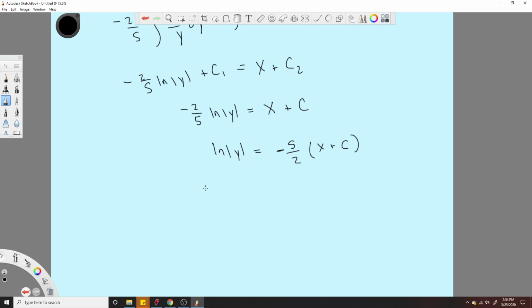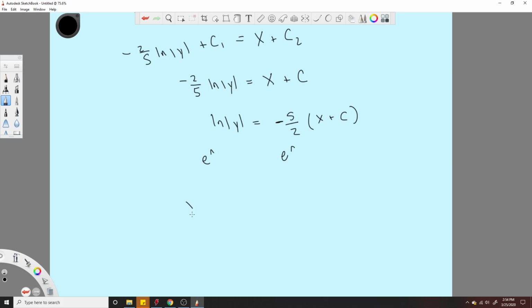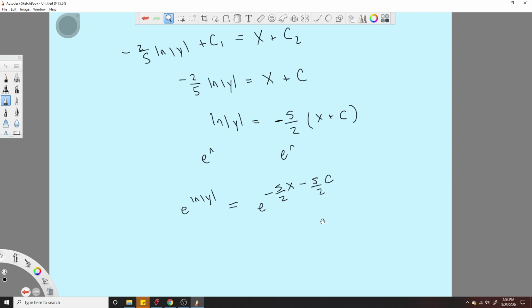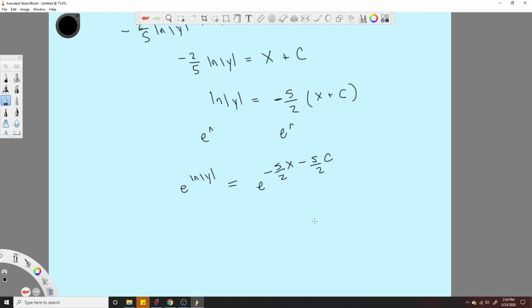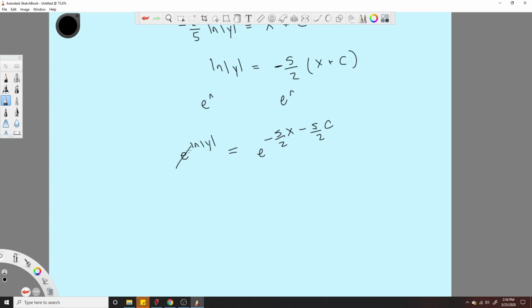Now we can raise both of these to the e. So we'll have e to the ln of y is equal to e to the negative 5/2 x, and I'll distribute this as well, minus 5/2 c. Now this cancels, so you're just left with the y value, which is what we want.